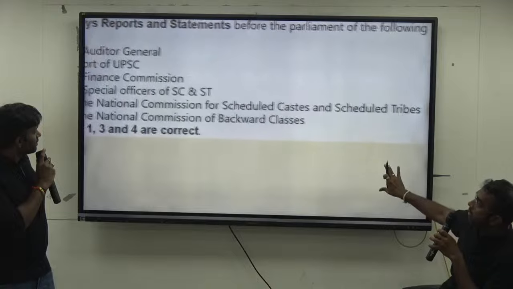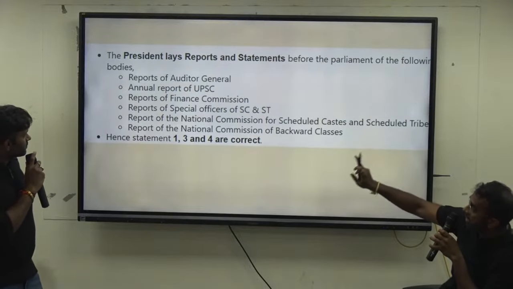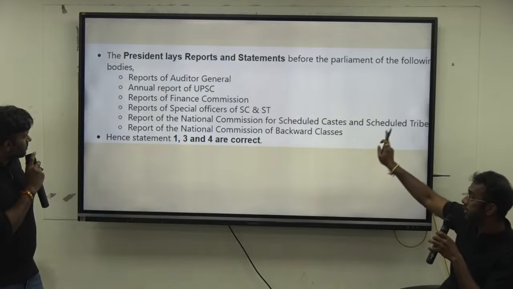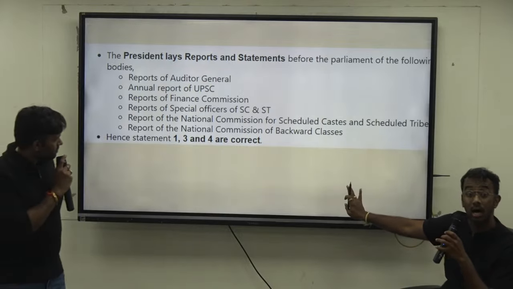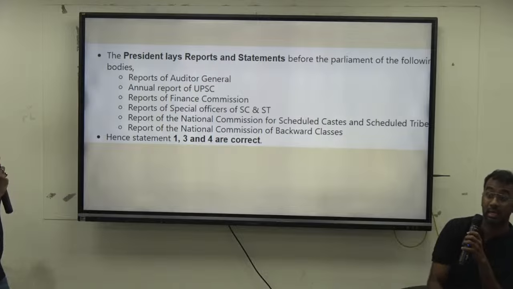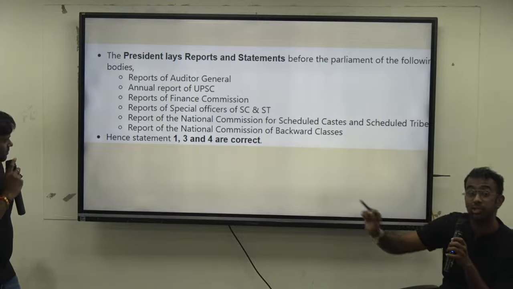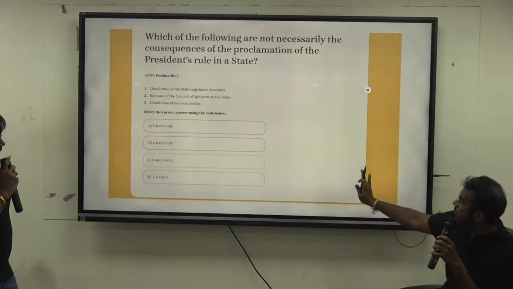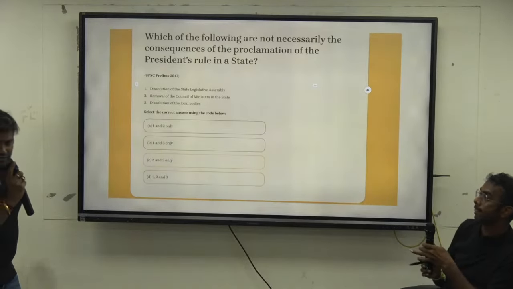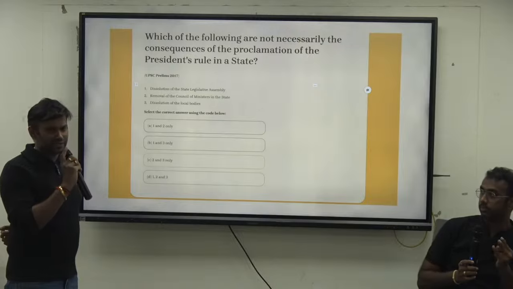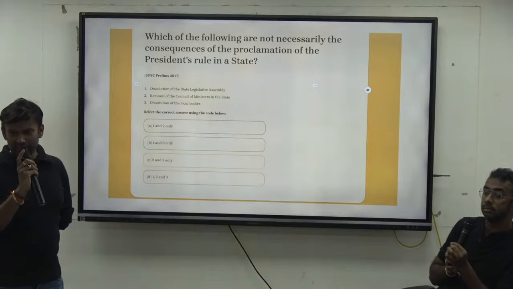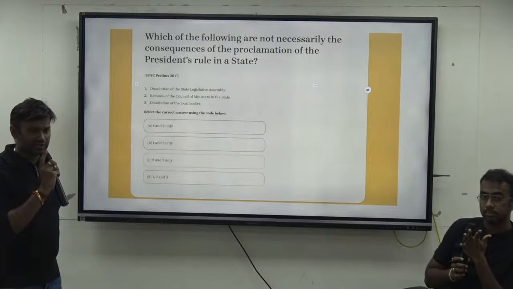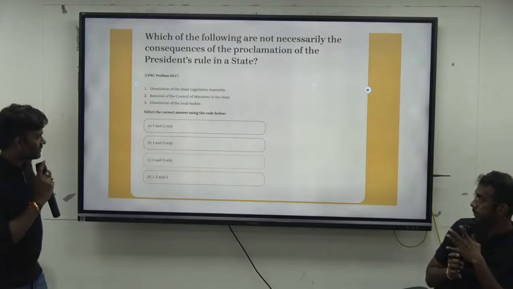The reports of the Auditor General, UPSC, Finance Commission, Special Officer for SC/ST, and National Commissions for Scheduled Castes, Scheduled Tribes and Backward Classes are supposed to be laid down by the President. These are the exceptions I should focus on. And remember, the National Human Rights Commission and the Chief Information Commission also won't submit the report to the President directly. They will give it to the government, and it is the government which places the report in the Parliament.